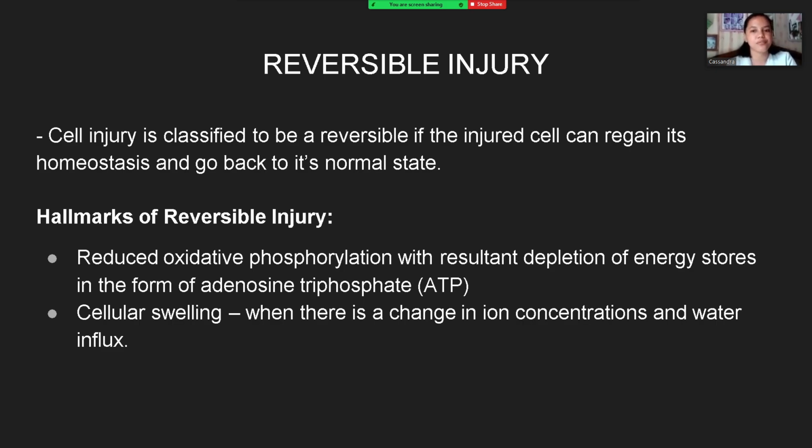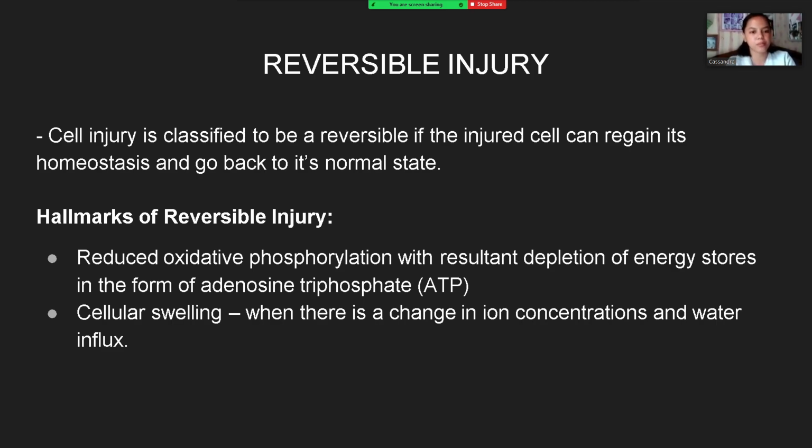Cell injury is classified as reversible if the injured cell can regain its homeostasis and go back to its normal state. An injury can be reversible if it can be reversed by oxygen. An injury in its starting phase is considered mild, and when the oxygen is restored, the cell will return to its normal state. Reversible injury is caused by lack of oxygen or blood flow to the cells.